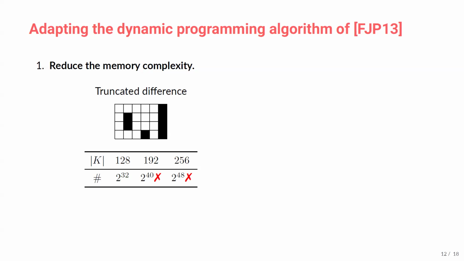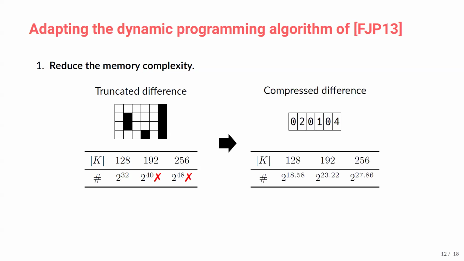So to adapt this algorithm, we first reduce the memory complexity. And for that, we used a more compressed representation of the differences for the block state and the key. We only specify for each column of the block state and the key the number of active bytes. And so as you can see, the resulting arrays are quite small. And this choice of compact representation is mainly motivated by the fact that the key schedule works by columns.